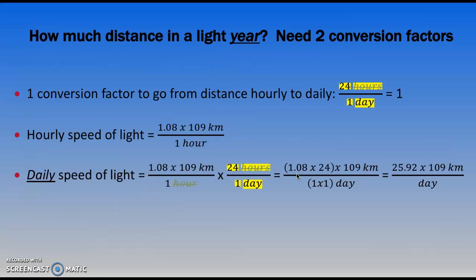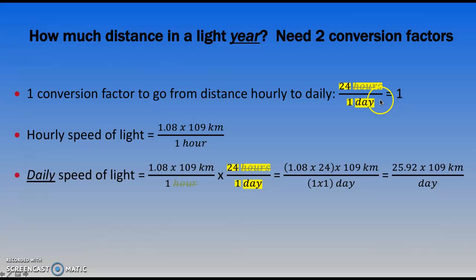So we need 2 conversion factors to do that. And conversion factors are based on the fact that it is a fraction that's equal to 1. We need to go from light hours to light days. That's 1 conversion factor. I'll show you in a second. And then we're going to go from light days to light years. That's another conversion factor that I'm going to show you in a second. The conversion factor is in yellow. Let's take a look at how it equals 1.